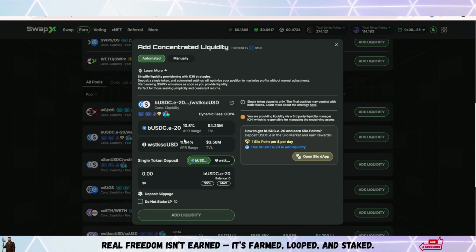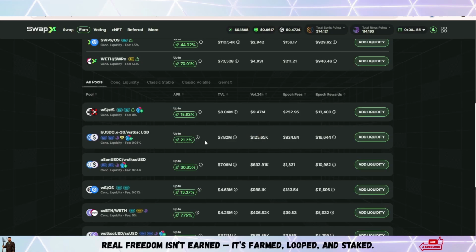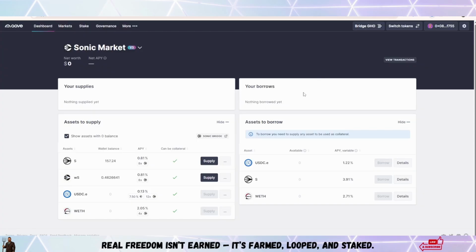You can custom range, you can manually set the range here, but if you just do a one-sided deposit, it's 11%. But as I said, if you go into a more concentrated position, it's up to 21%. Same here is another stable position, and this is 30%. So already there, the rewards are not bad for that position. And what we can do with that is then we can turn around and we can literally farm away and repay our loan back. And this is obviously using Aave.